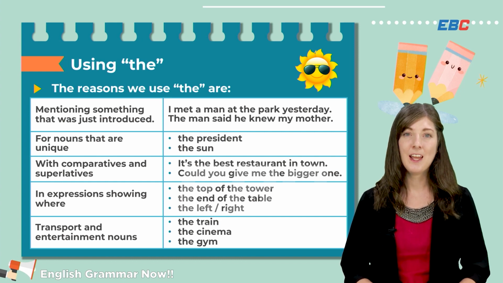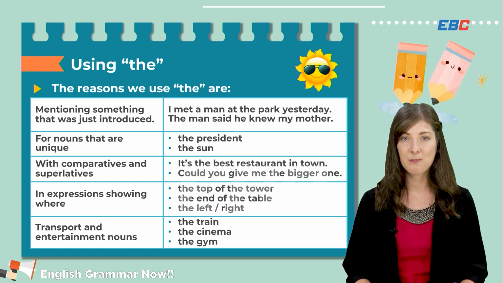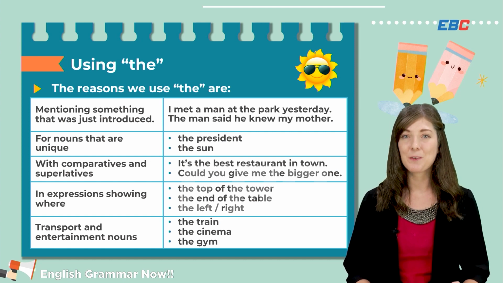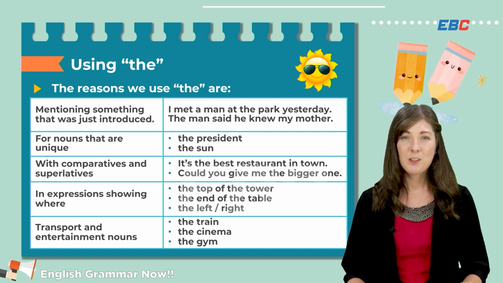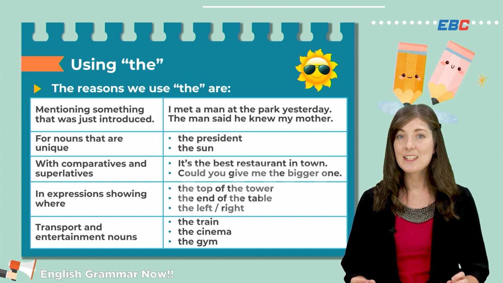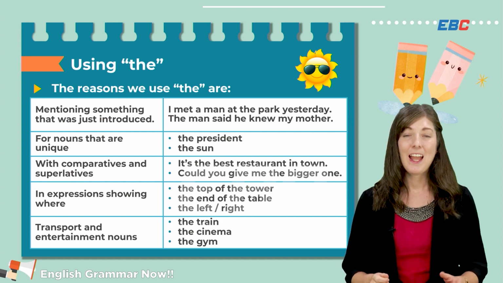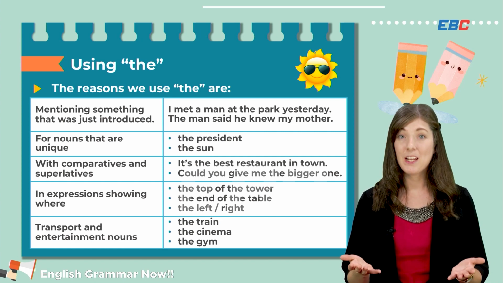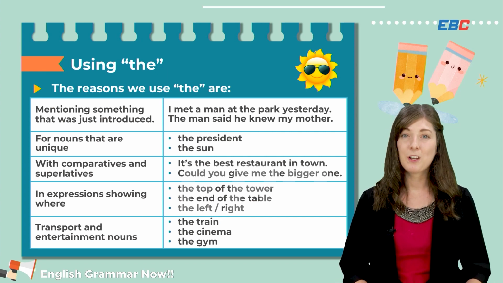Another category is if we have a noun with a comparative or superlative adjective. We can see those in the examples here. It's the best restaurant in town. Could you give me the bigger one? Best and bigger are both adjectives. Usually, adjectives ending in est are superlative. It's the absolute best. And usually, adjectives ending in er are comparing, bigger. We could also say smaller. We use the in front of these kinds of adjectives.